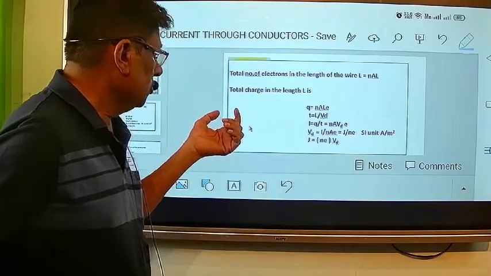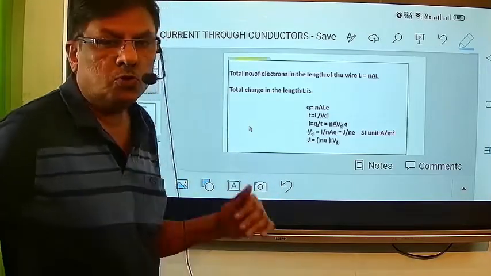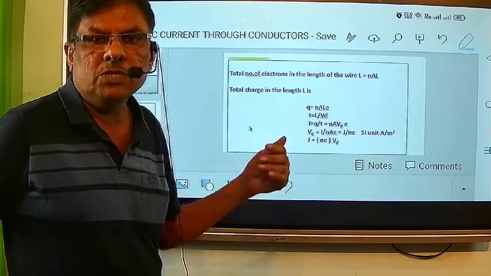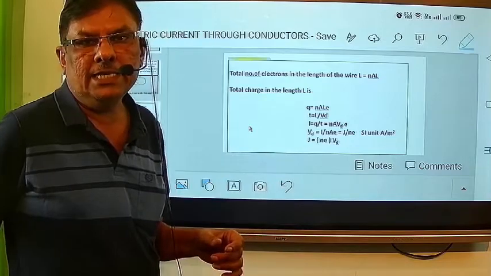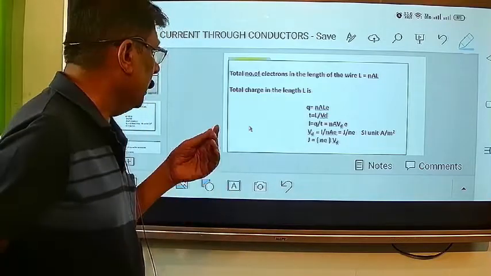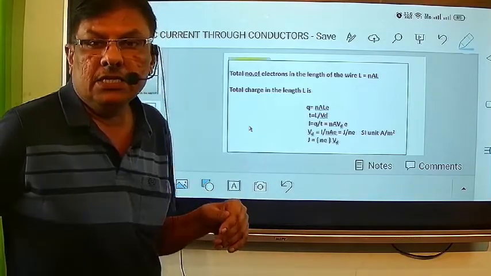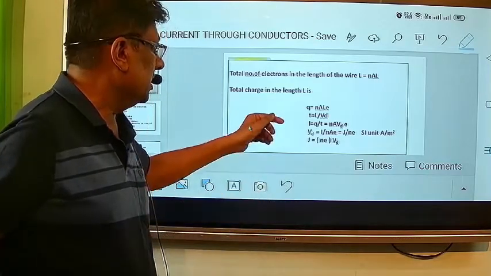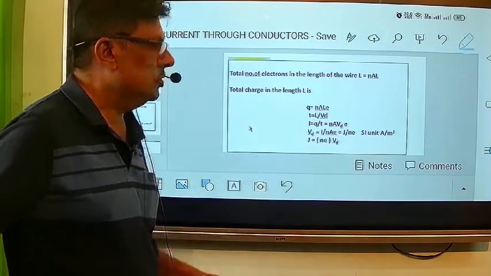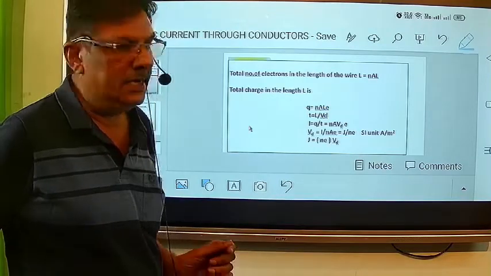Hence, total charge. Now what do we call total charge? Q. Q is equal to what? NALe, because we have to multiply by the electron charge value, and therefore the total charge is equal to NALe.